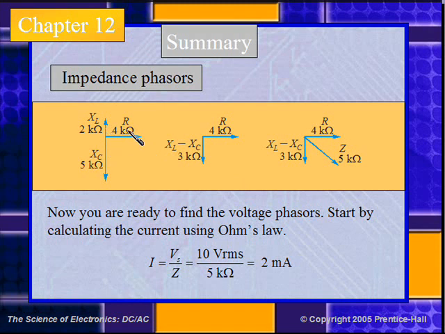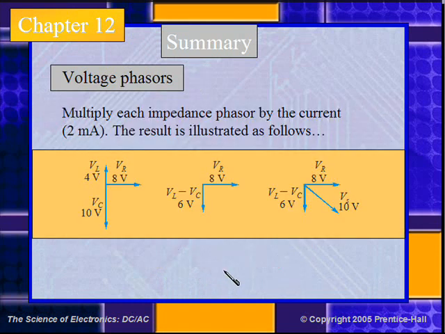Impedance phasors. So here are the phasors where the resistance is on the x-axis, and L goes up and C goes down. XL minus XC gives you the 3K. This is bigger, so the phase of the phasor is down. And here's your impedance. With this, you can also calculate the current. Just divide by the total impedance. Voltage phasors. Multiply each impedance phasor by the current, and you'll get the resulting voltages.